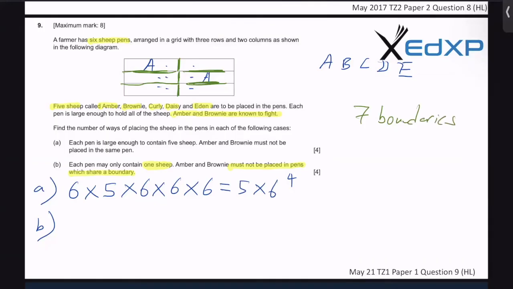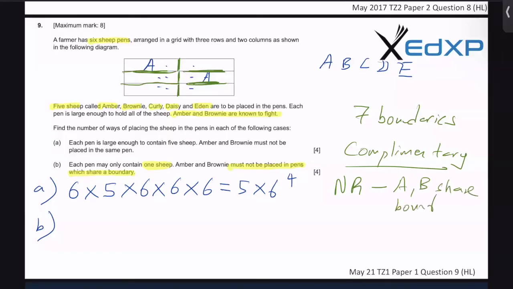When I look at this question, I might want to attempt what I call the complementary method. Let me explain why. It's probably easier to do the no restrictions case, and we subtract off the cases where A and B share a boundary. Not many cases, so let's have a look. For the no restrictions case, anyone can go anywhere. We have 5 sheep, so we have a total of 6 factorial ways to arrange all the 5 sheep and 1 empty pen.